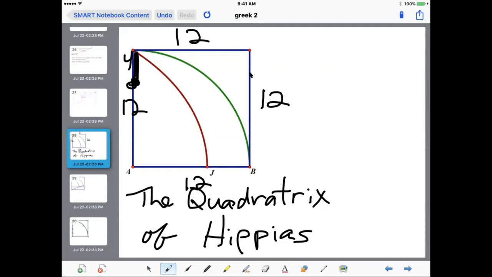Here's my question for you. It's kind of a challenging question to think about. My question is, how big is this angle? Take a minute to think about that. And if you can answer this question, you have a really good feel for the Quadratrix.